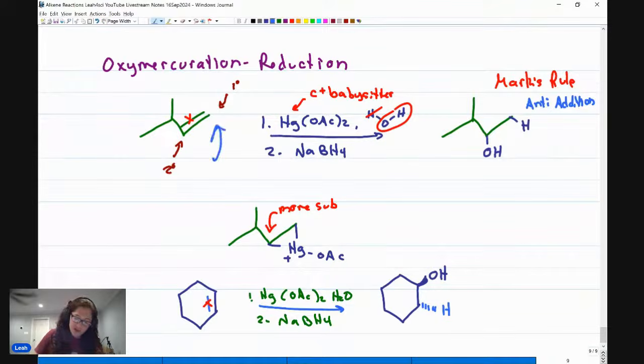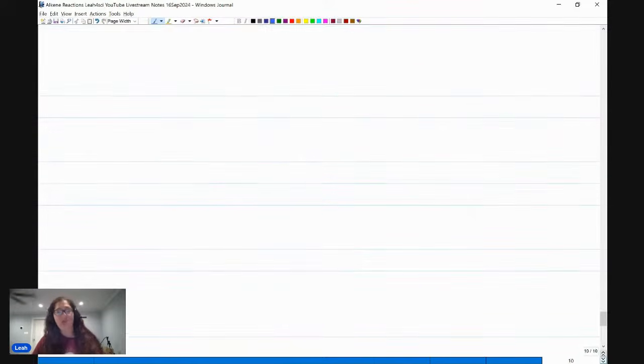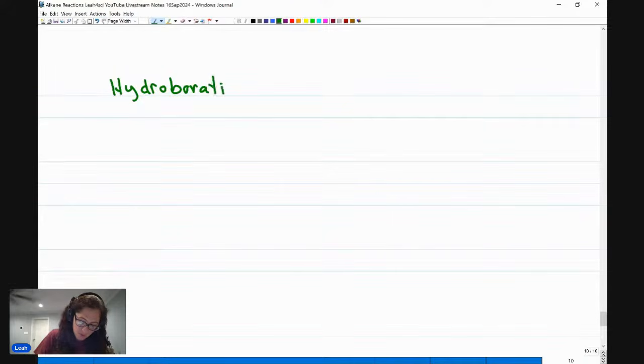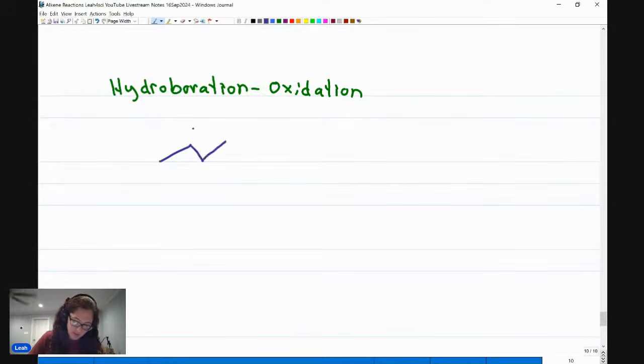If I want to find a way to put the alcohol on the primary carbon, something that's going to be very important for later reactions, then I'm going to use the third reaction in my toolbox, and that is hydroboration. Hydroboration is followed by an oxidation reaction. I will start out with the same alkene, and this time I'm going to react it again with two steps. Step one is BH3 in THF, that's my solvent. And step two is NaOH, H2O2.